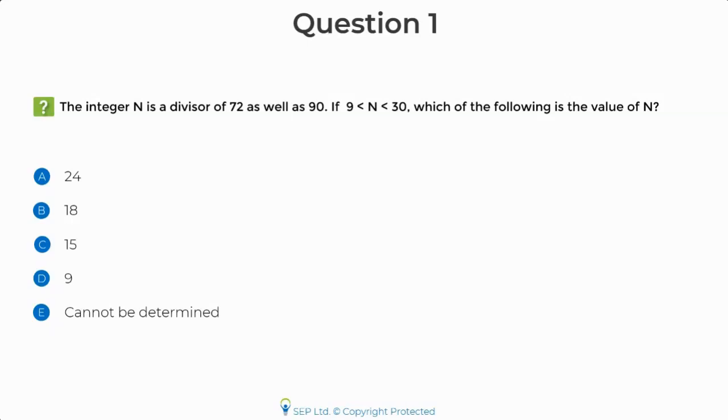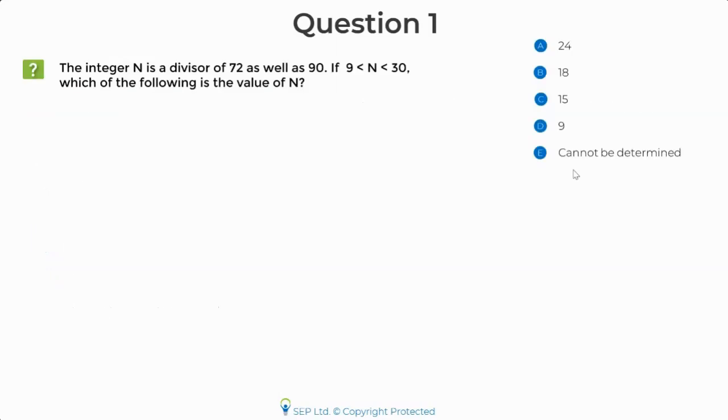Now, tell me, those of you who could solve the question and those of you who marked other answers also, what was your thought process? What was going on in your mind when you were solving this question? How did you go about it when you read the question which says the integer n is a divisor of 72 as well as 90? So what does that mean? What are they talking about?